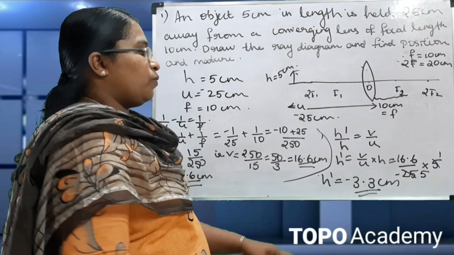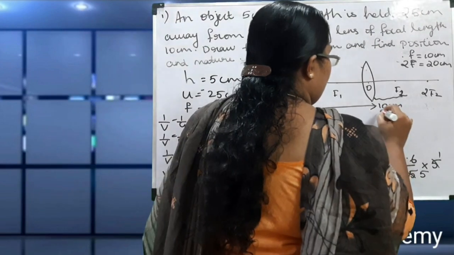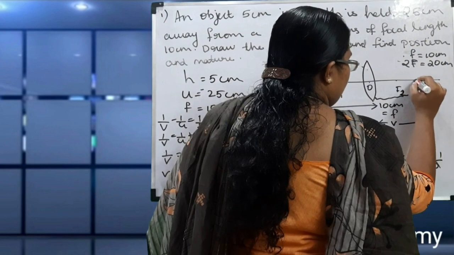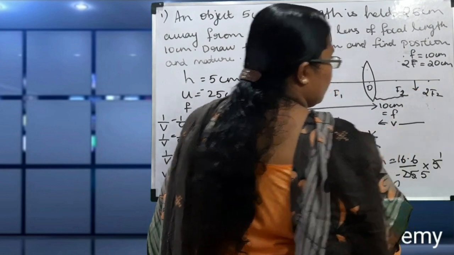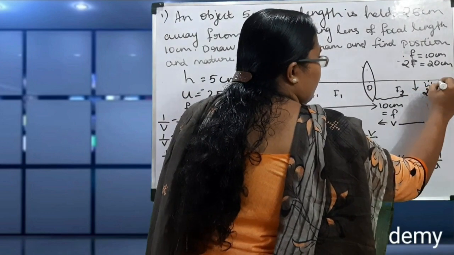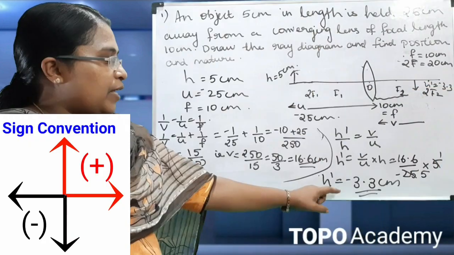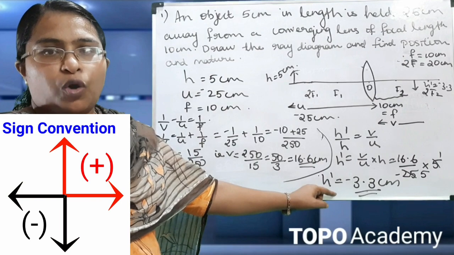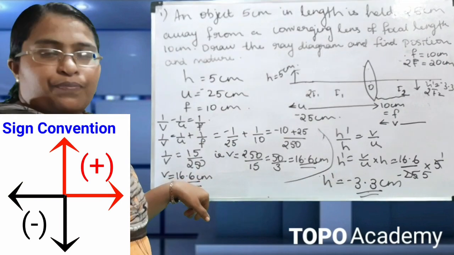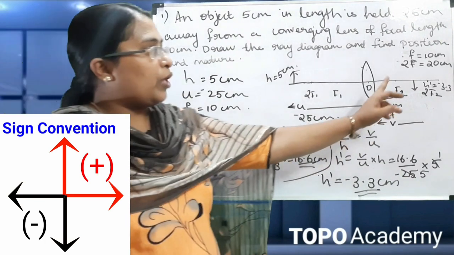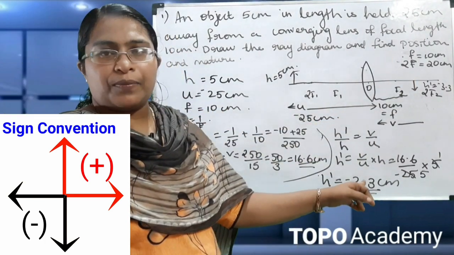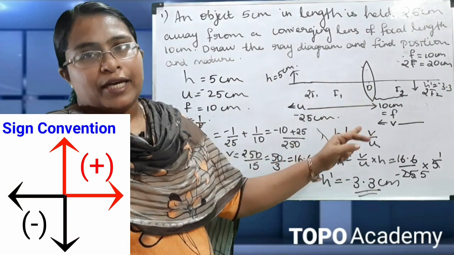So the image formed is: V is equal to 16.6 cm, the image is formed between F2 and 2F2, and H dash is equal to minus 3.3 centimeter. H dash is negative, that means the image formed is real and inverted. And the value of V is positive, that means the image is formed on the other side of the convex lens.